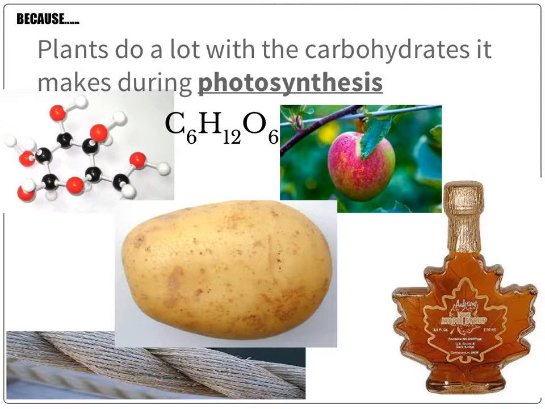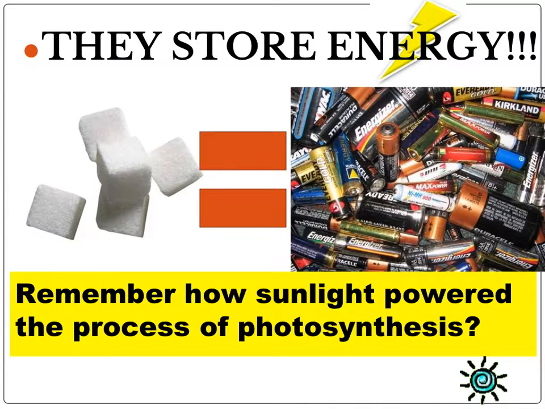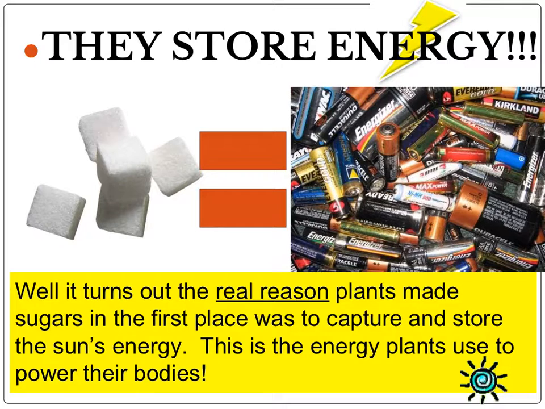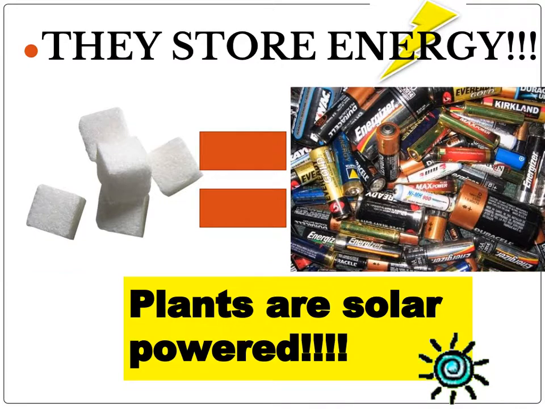But arguably, the most important thing that they could do with sugars is to store energy. Remember how sunlight powered the process of photosynthesis? Turns out that the real reason plants bother to make sugars in the first place is to capture and store the sun's energy. This is the energy that plants use to power their bodies. This is not dissimilar from the way batteries are used to store energy. Plants create sugars to store that energy to power their bodies. Essentially, that means that plants are solar powered.